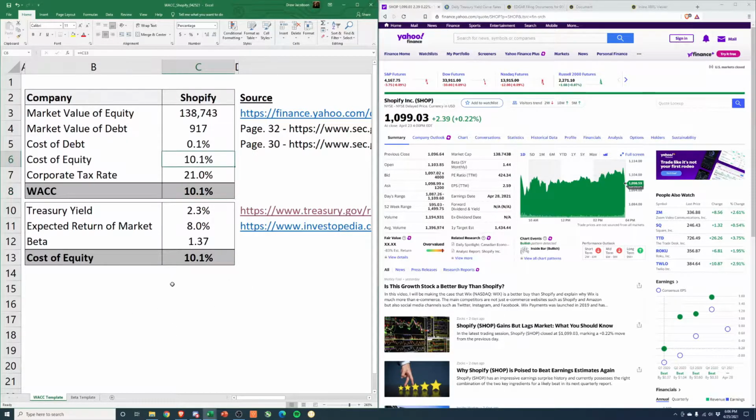But the cost of equity is always the tough part to get, and we use CAPM here, just the base model. We use the treasury yield as the risk-free. Expected market return is just the expected return of the S&P, so basically the average return of the S&P over the last, I think, 50 years or so. And I have some links here for where I pull these.